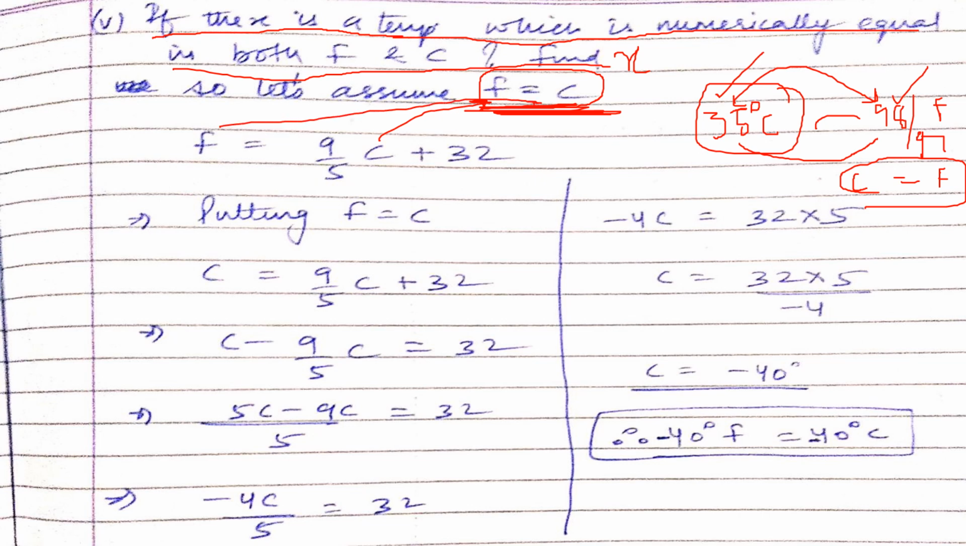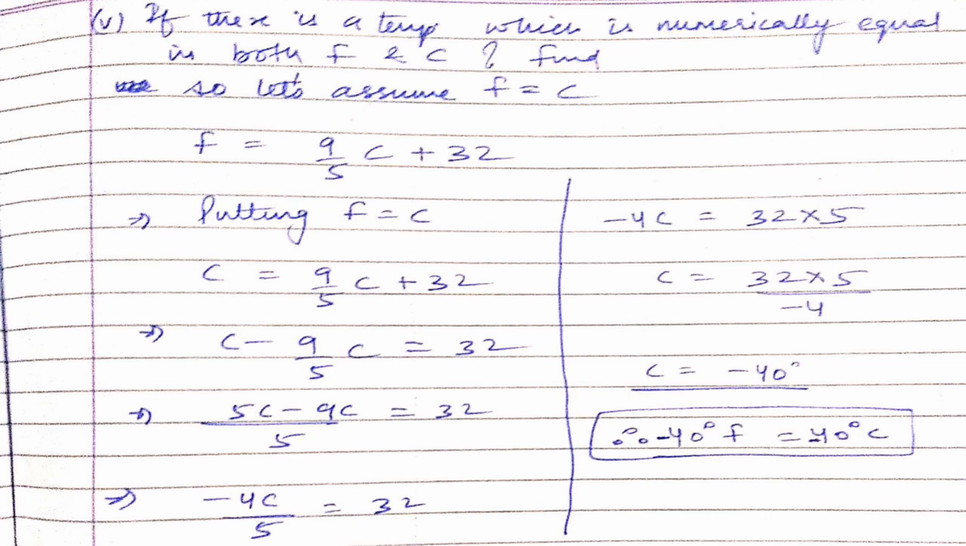So what we are doing is we are making the equation in one variable, either F or C. Okay. So let's see. We are putting F equal to C. So this F became C, so C is equal to 9 upon 5 C plus 32. Now you can observe this is a linear equation in one variable. Solve this variable.